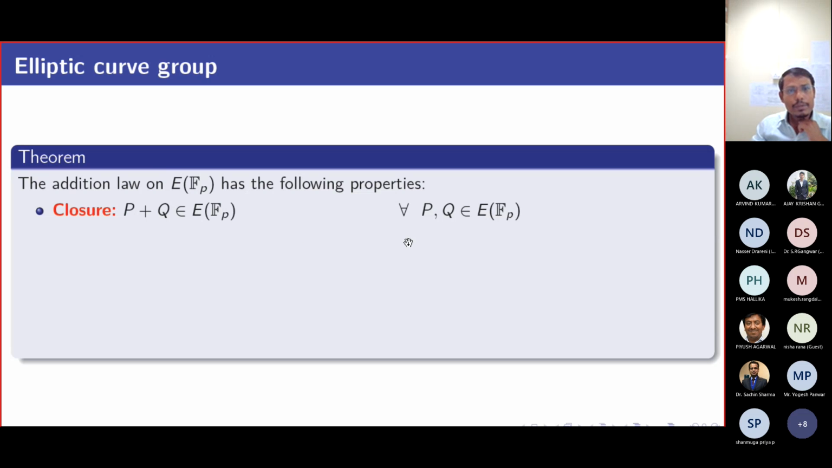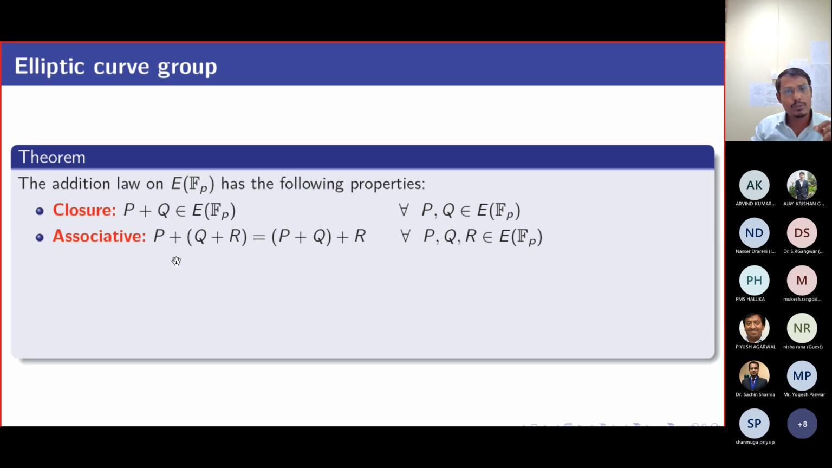With respect to the set of elliptic curve points, we define E of F of p. The closure property is satisfied because if we take any 2 points of the elliptic curve, then their addition will be another third point on the elliptic curve. So it satisfies the closure property. Similarly, it also satisfies the associative property. If you take any 3 elliptic curve points P, Q, R, the associative property is satisfied.